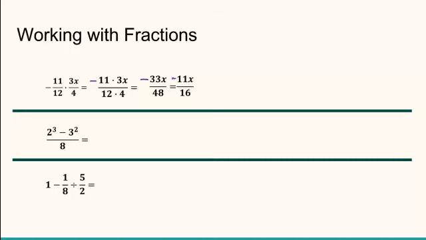My next problem, I'm going to be looking at some exponents. It's 2 raised to the third minus 3 raised to the second, all over 8. So I'll do some exponents and I'll do some dividing and some subtracting there. If you'll notice, first I did the exponents. 2 to the third is 8, minus 3 squared is 9. Performing that subtraction, I'll have negative 1 over 8.